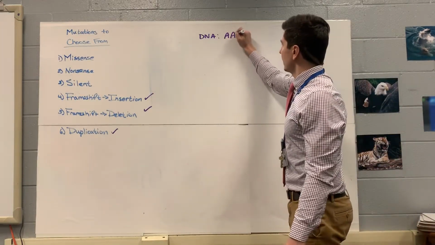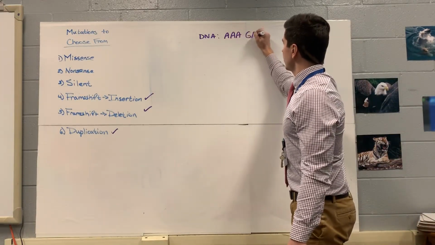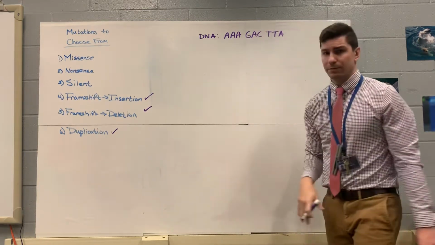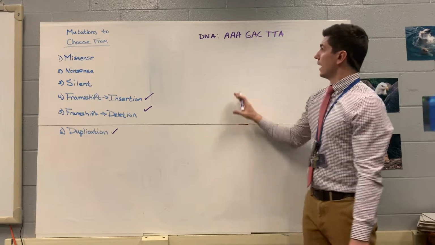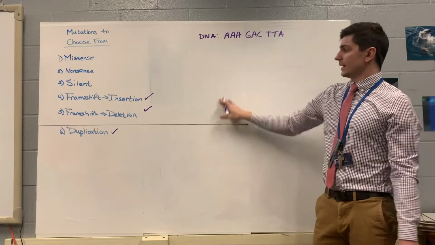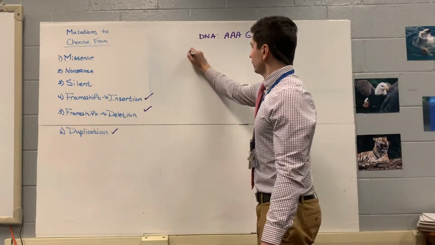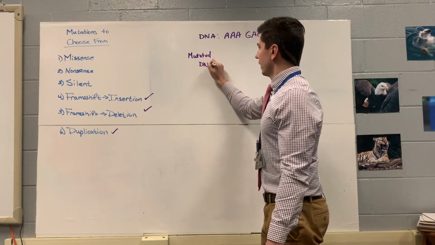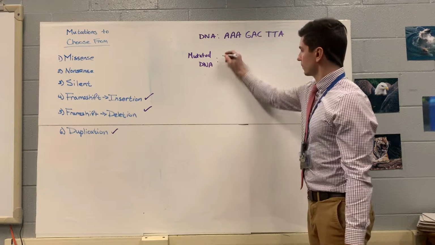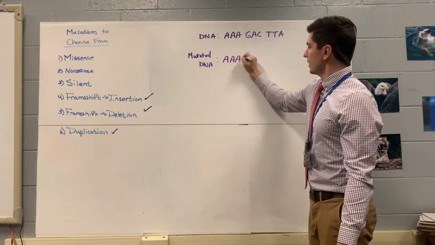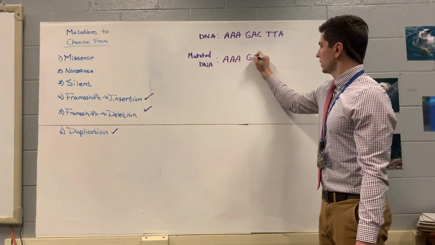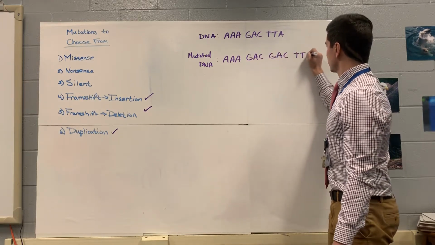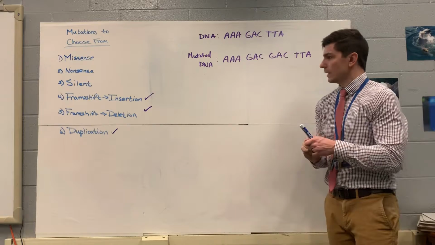Let's do A, G, A, C, T, T, A, and that's enough. We don't have to go any further than that. That's my normal DNA. For the mutated DNA, I'm going to write that as AAA, GAC, GAC, GTA. All right.